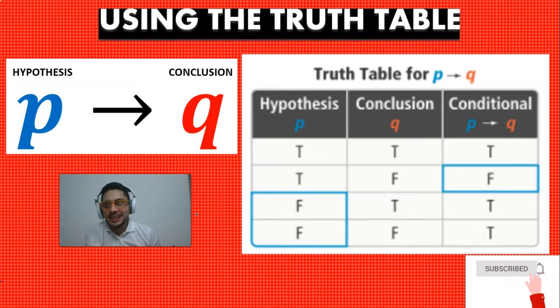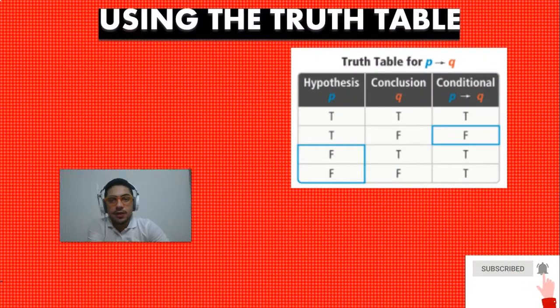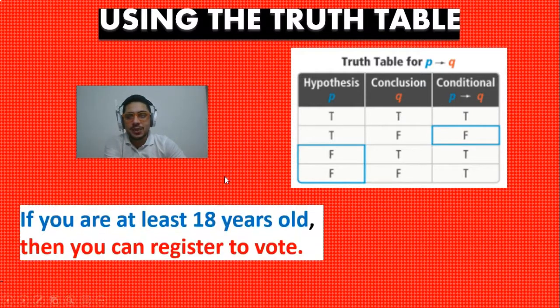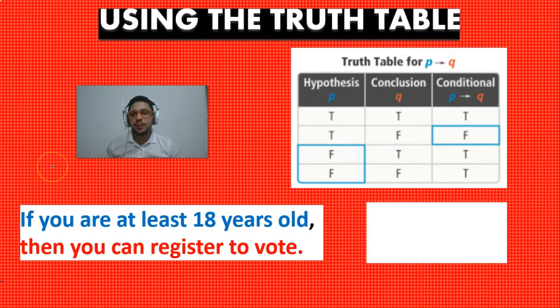Now, guys, let's take a look at some examples in order to see if those conditional statements are true or false. The first one we're going to be taking a look at is the one we saw before. If you are at least 18 years old, then you can register to vote. And I'm going to leave here on the right the truth table for reference. The hypothesis is the first part: if you are at least 18 years old, right? In this case, we can assume that there are people who are at least 18 years old. So that is considered a true hypothesis.